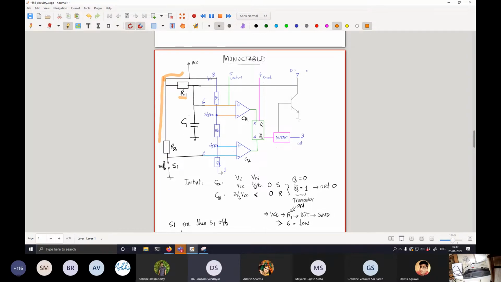Pin 7 is tied to pin 6, which is the non-inverting input of the first comparator, and pin 6 is also connected to a capacitor which is grounded. The inverting pin is connected to the pull-up resistor, and there's a switch which can pull it down to ground. All right, so let's see how this can work.